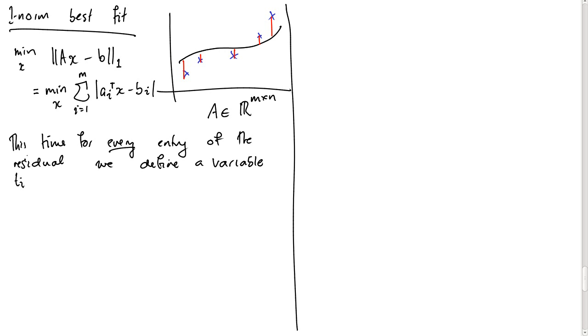ti such that, well, we just look at the deviation, how big it is, and let ti be an upper bound. Okay, and once again we can expand this out into two inequalities just by doing this.